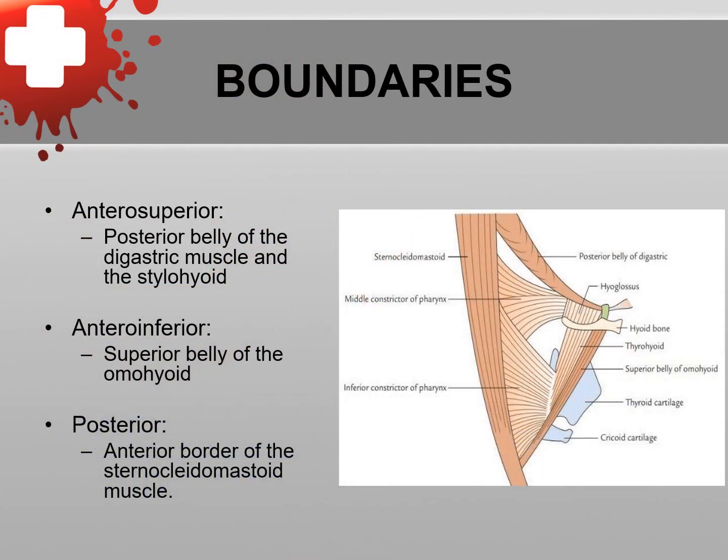We will start by looking at the boundaries. As this is a triangle, naturally it will have three boundaries. Here we have the antero-superior boundary formed by the posterior belly of digastric, the antero-inferior boundary formed by the superior belly of omohyoid, and the posterior boundary formed by the sternocleidomastoid.